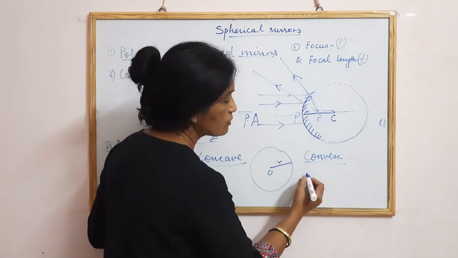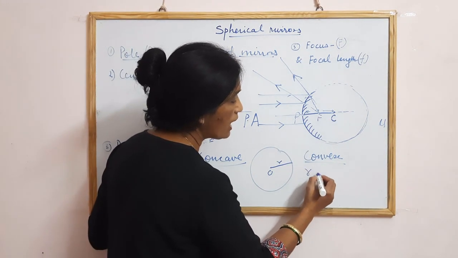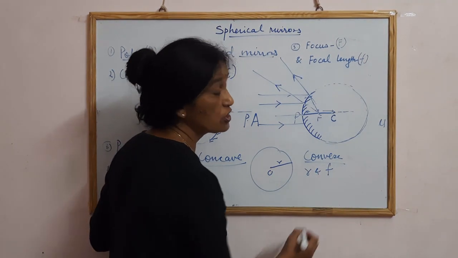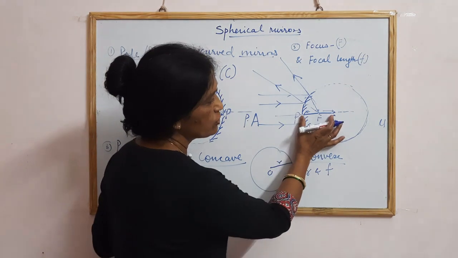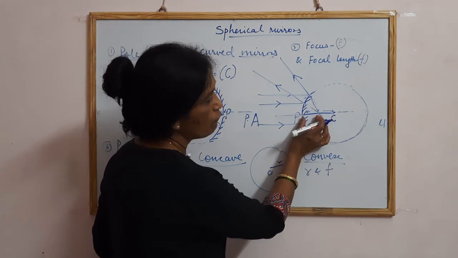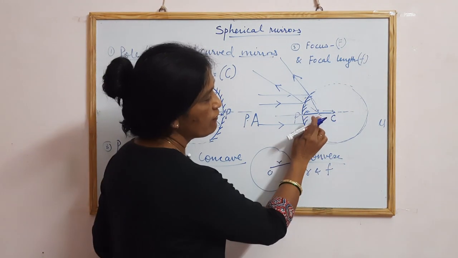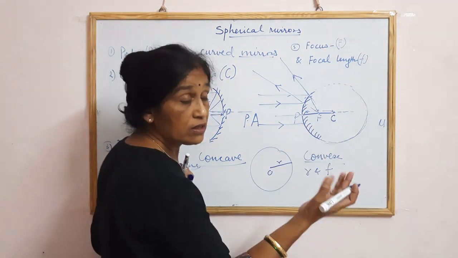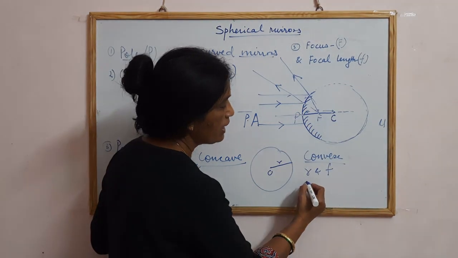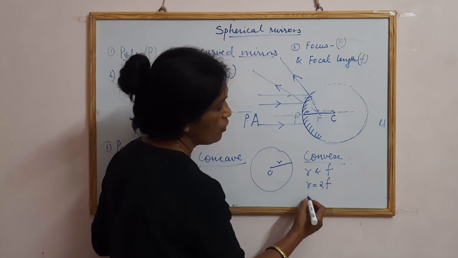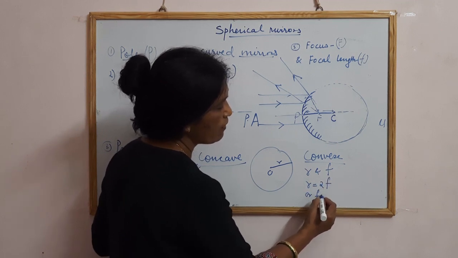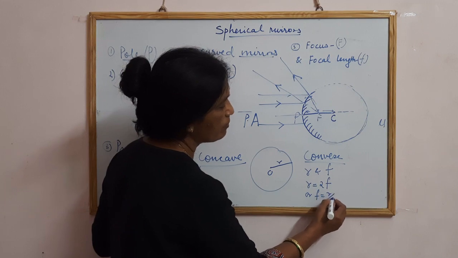So if I ask what is the relationship between R and F? What is R? Radius of curvature. What is F? Focal length. And I said F is the midpoint of this. What's the relationship? The relationship is that R is 2 times F, or you can say F is R by 2.